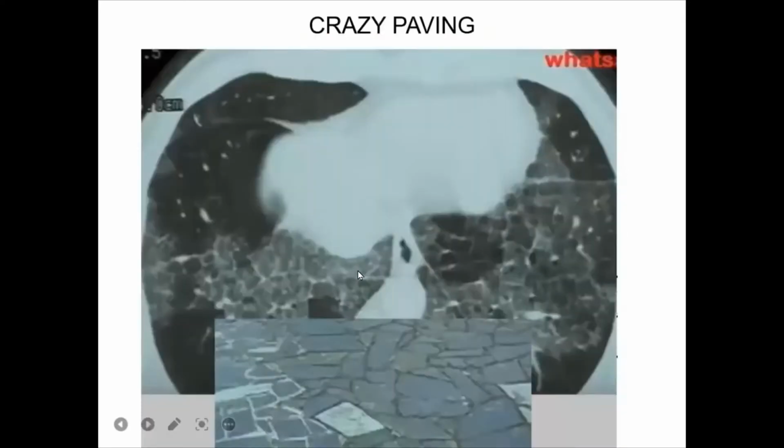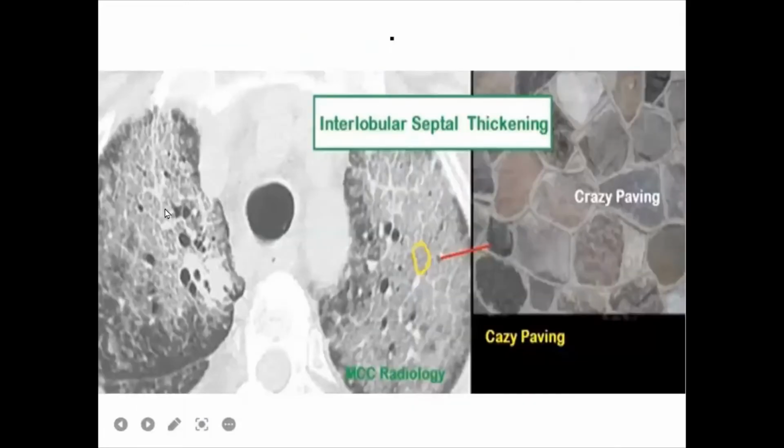Next comes the crazy paving pattern. Friends, you might have seen tiles on the floor looking like this; that is crazy paving. This is how the pattern got its name. Here we can see a clearer picture. So this is the crazy paving pattern.